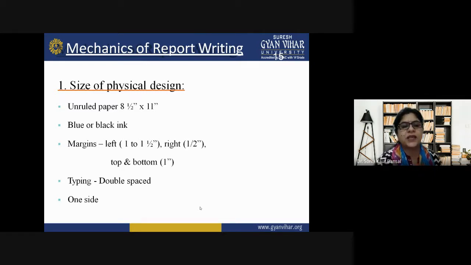All right, students. I repeat: unruled paper, 8.5 by 11, and blue or black ink must be used. Margins: from the left side it should be like 1 to 1.5 inches. Right side it should be half an inch only, and top and bottom it should be 1 inch only. So typing must be double spaced. Double space should be there, and it is very important to note that in report writing we always type on one side of the page, not on the back side of the page.